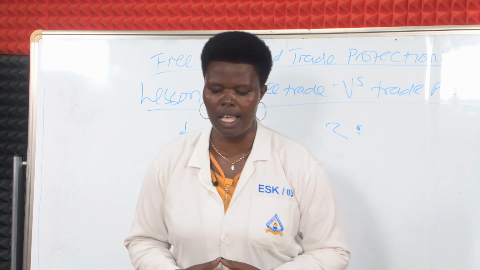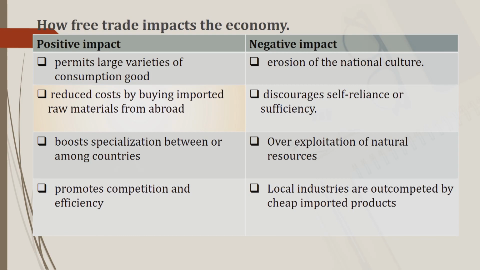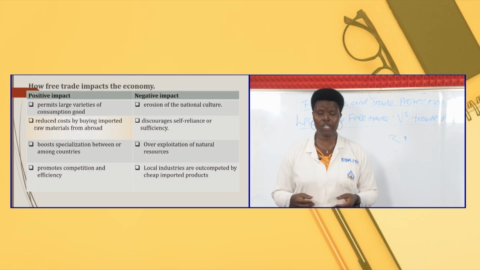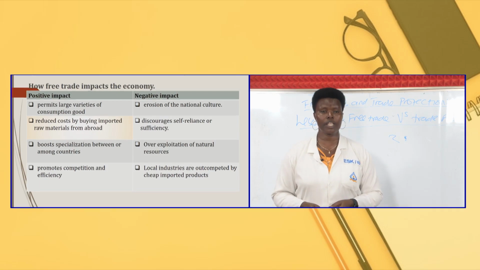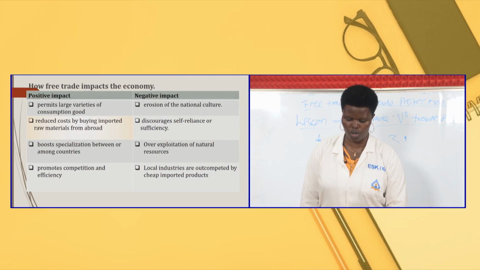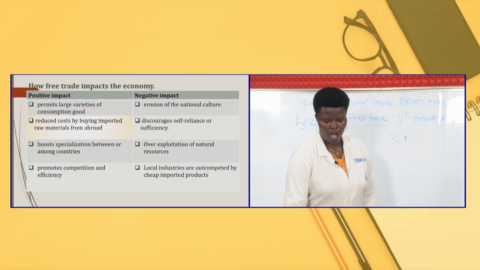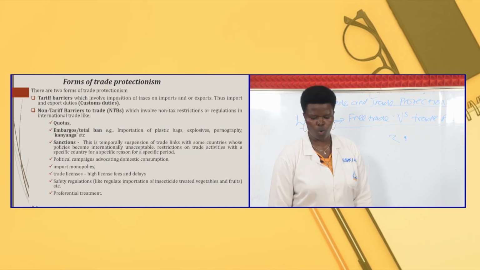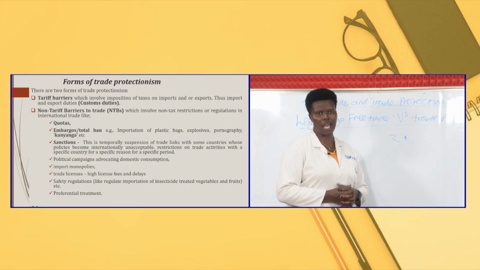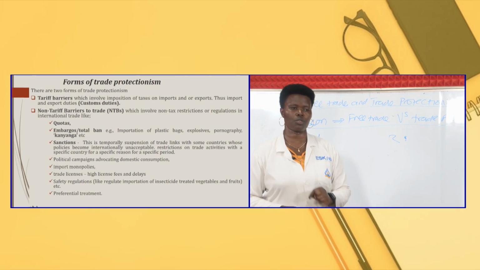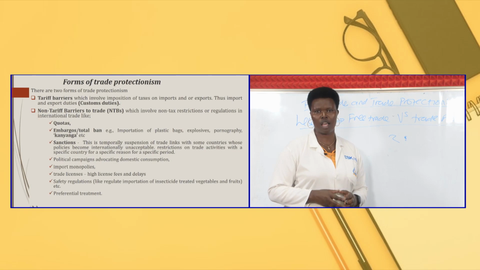However, on the other side, our local industries are outcompeted by cheaper imported commodities. And that means if we are not keen enough, then our local industries will have to close down, or they will be outcompeted. And therefore, in most cases, you will find us having foreign companies instead of our own local commodities. All right, I think we are together there with free trade advantages and disadvantages. That is the trade without restrictions and how it impacts the economy.